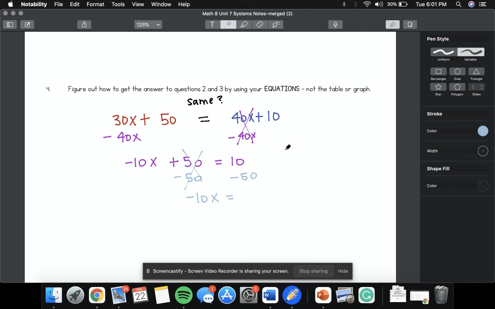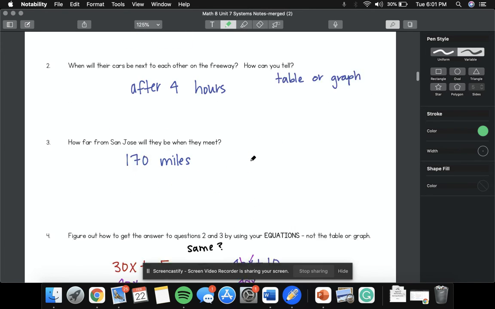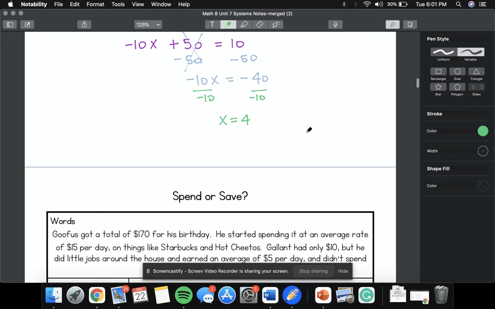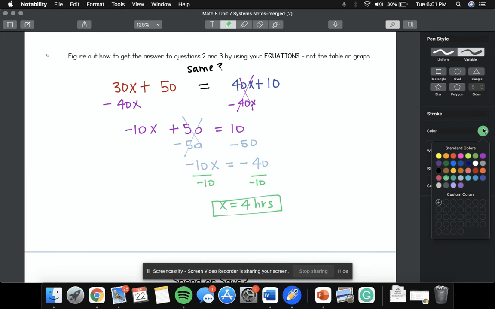And then I'm going to do this math problem real quick. 10 with a negative 50 is negative 40. And then the last step would be to divide, and we get x equals 4. Well, how does that match? That matches the 4 on our hour. So this is 4 hours.